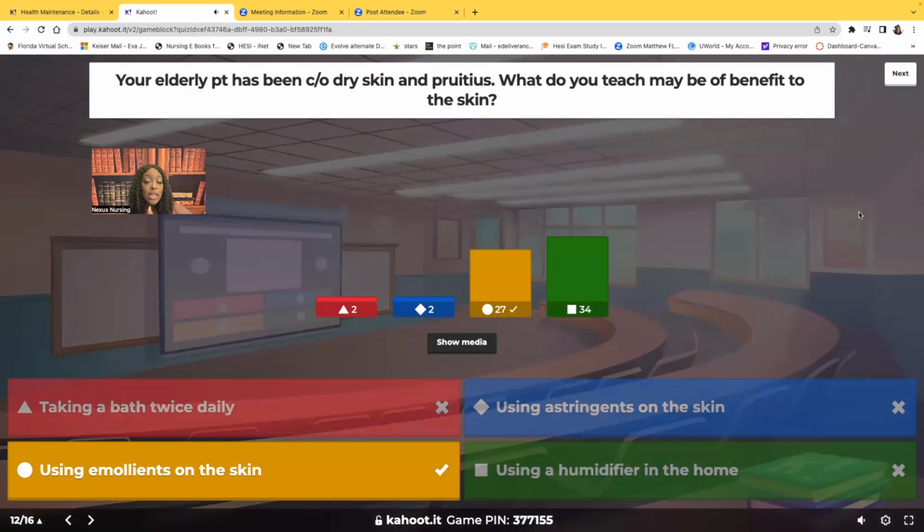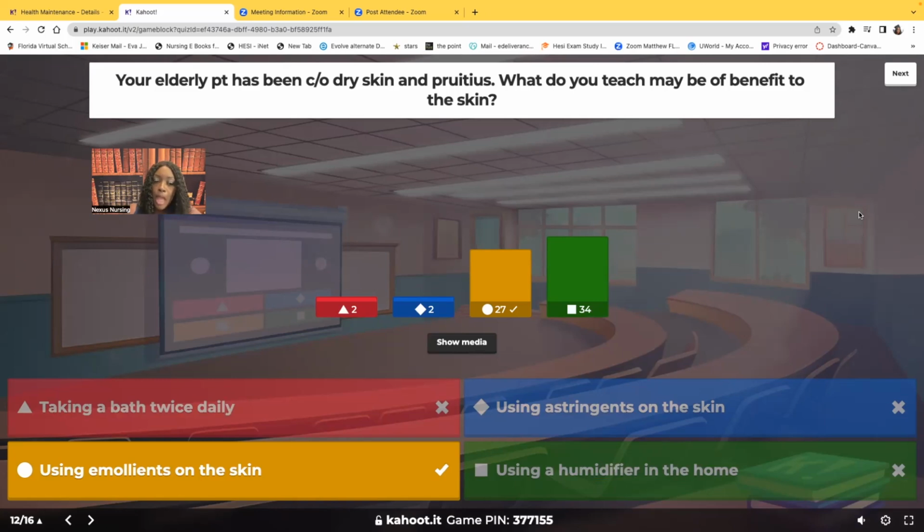Very good. Using emollients on the skin. Now, for the 34 of you guys that chose using a humidifier in the home, please explain to me how that humidifier is supposed to help with the skin. Last time I checked, a humidifier puts moisture in the air. So humidifier is good for that patient with respiratory issues, right? They got a stuffy nose. We're going to put a humidifier in that room. What's it going to do for the skin?